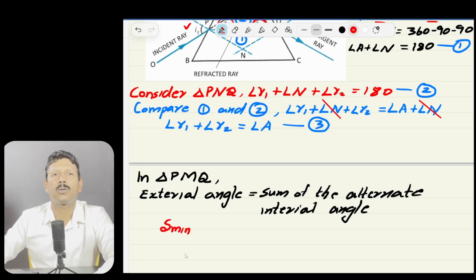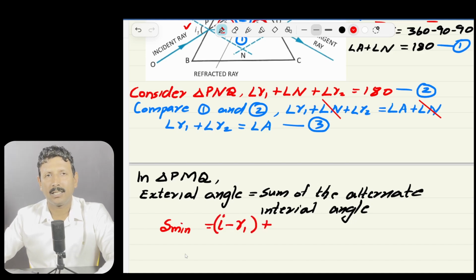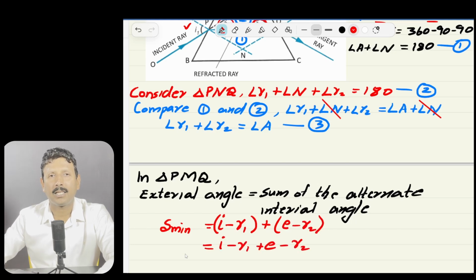Now this is the time to write the exterior angle. Here the exterior angle is labeled delta minimum. It is equal to the left side angle, I minus R1, plus the right side angle, E minus R2. Open the bracket and write: I minus R1 plus E minus R2.